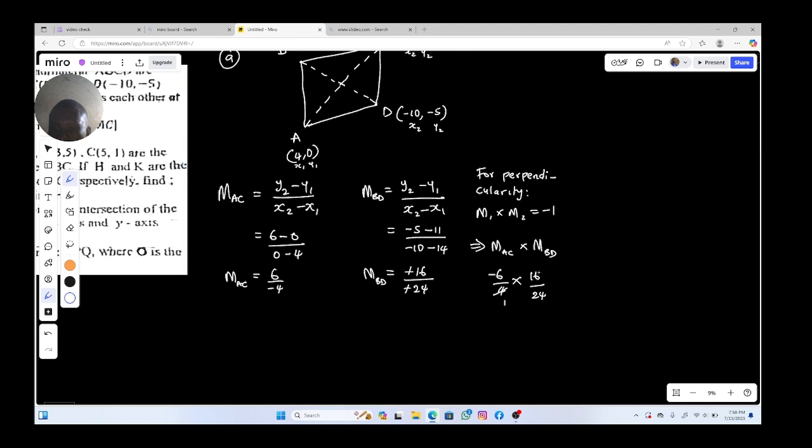I think 6 can divide itself once here, 4 can divide itself once here, 4 can divide 16 to give us 4, 4 into 4 again is 1, into 24 is 6, and 6 into itself is 1. So our answer came out as -1.